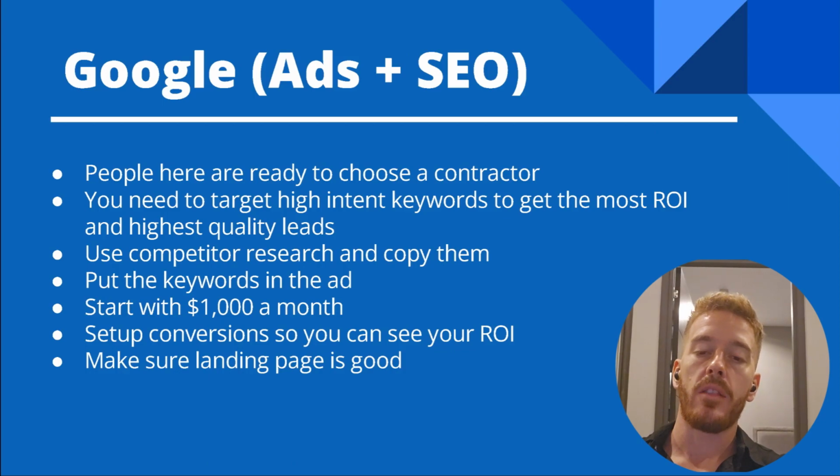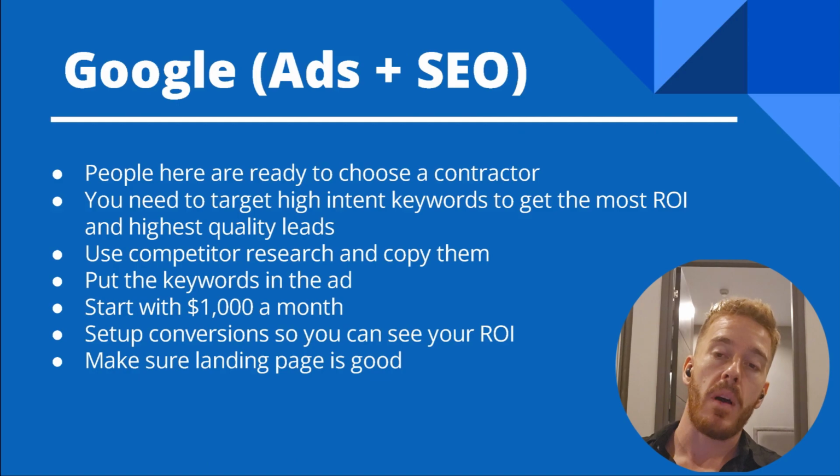We want to be running Google Ads and we want to be getting SEO, which can take anywhere from 6 to 3 months. So the people who are typing in stuff like builder Palmerston North, they're ready to choose a contractor. They're not looking at ideas, they're not looking at costs, they're looking for someone nearby to do the work. They're ready to buy. So we only need to target these high intent keywords because these are going to get the most ROI and the highest quality leads.